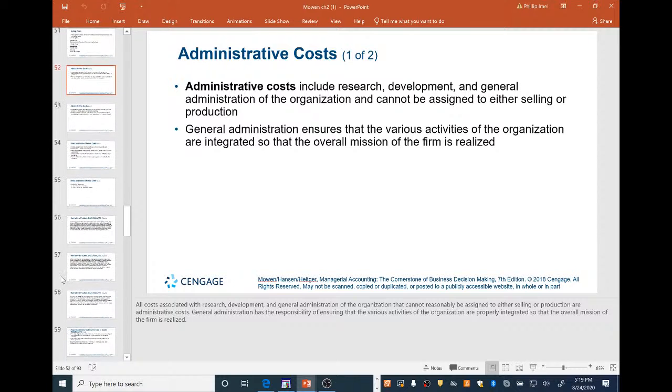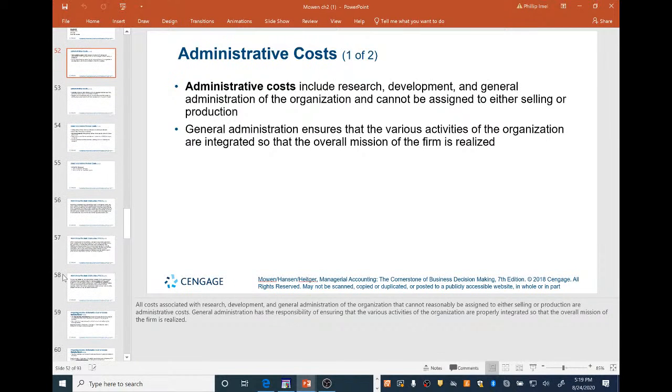So next, administrative costs. These include research, development, general administration of the organization, and cannot be assigned to either selling or production, right? So by default, this is the default category. If we can't match it to producing our good or selling our good, then by default, it's going to fall into the administrative cost. So general and administrative, that's the default category.